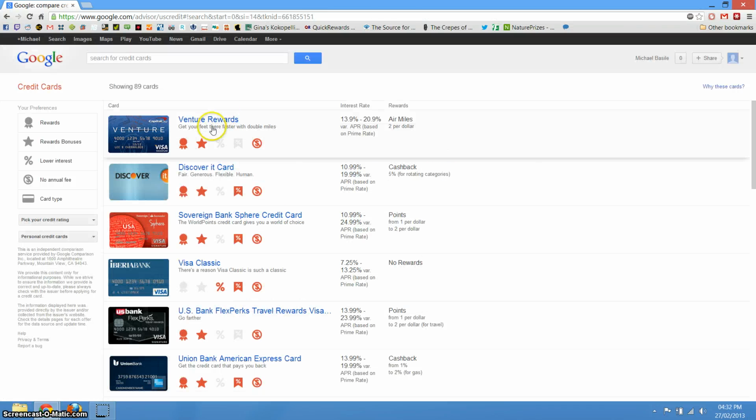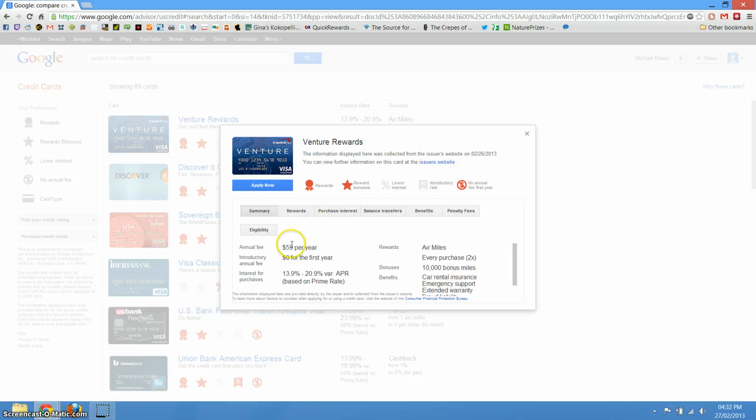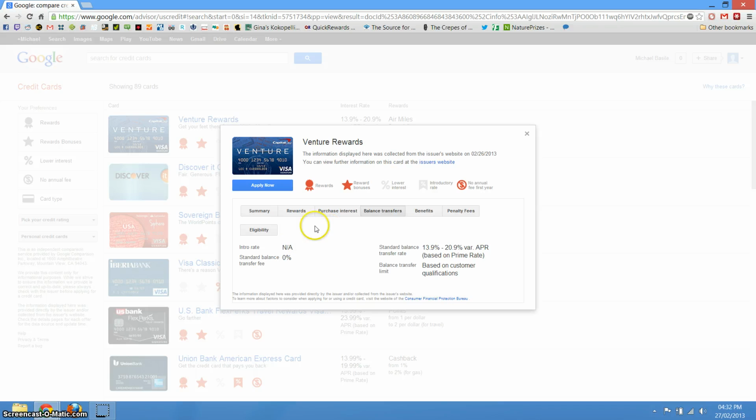But I do like how, let's see, it has all the important things, like the annual fee, any introduction rate, what the APR is. So that's good for summary. And then rewards. It's pretty good. I like that. Purchase interest. It seems to have the 5 main points of a credit card, which I like that system. Get right to the information.